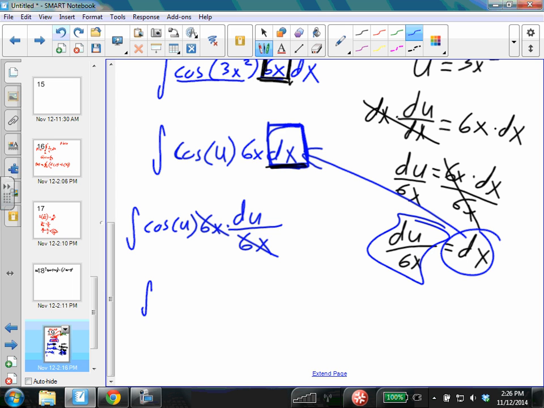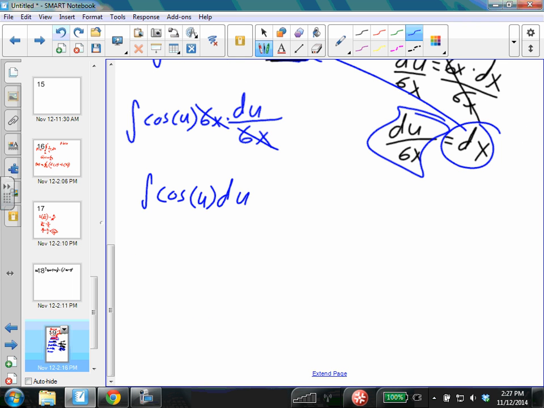And we're looking at the base of this whole thing being cosine of u. And so now my antiderivative is just cosine of u du. Well, the antiderivative of cosine of u with respect to u, what would that be? Sine of u plus c, right? We can't forget our constant on these because they're indefinite.